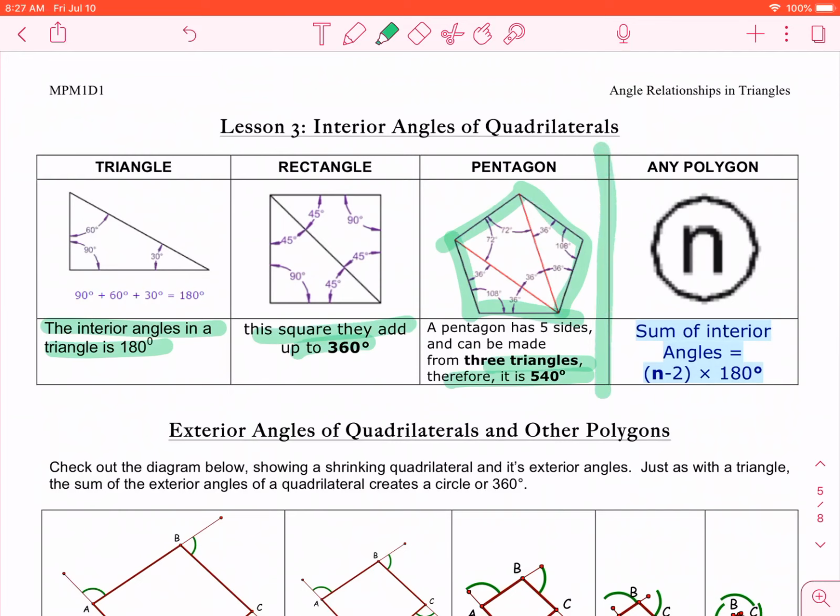So you have a polygon formula, which is right here. So the sum of interior angles, okay, where n represents the number of sides. Okay, so obviously a triangle has 3 sides, rectangle 4, pentagon 5. Okay, so n minus 2 times 180. That will tell you the sum of interior angles that that particular polygon will add up to.